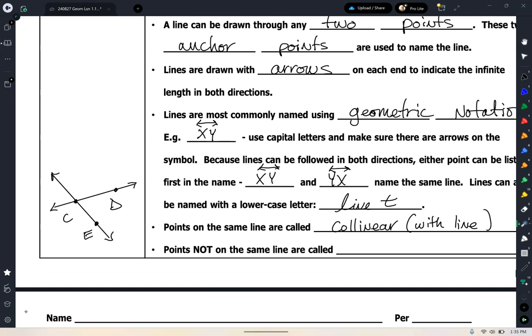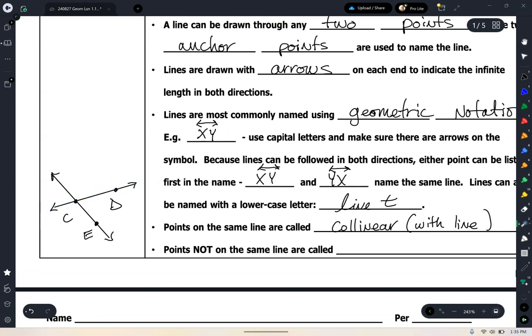If you think yes, show me a 1. If you think no, show me a 2. Are points C and D collinear? Yes or no? Are C and D on one line? Yeah, so that would make them collinear because they sit on one line.